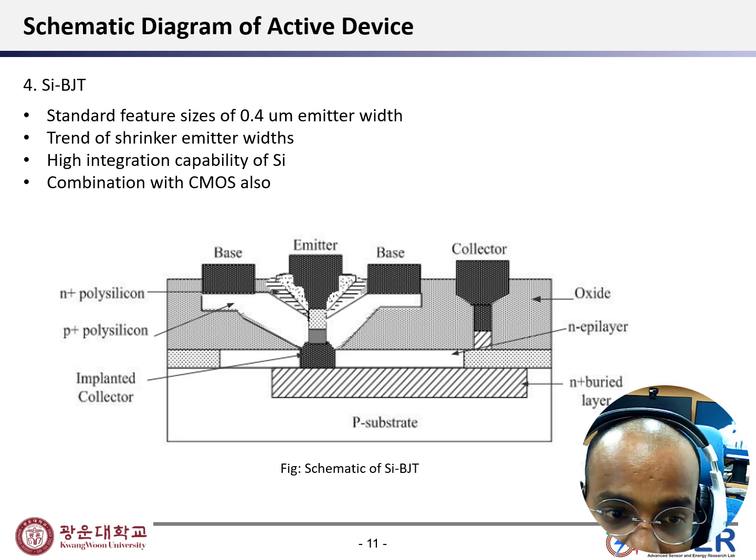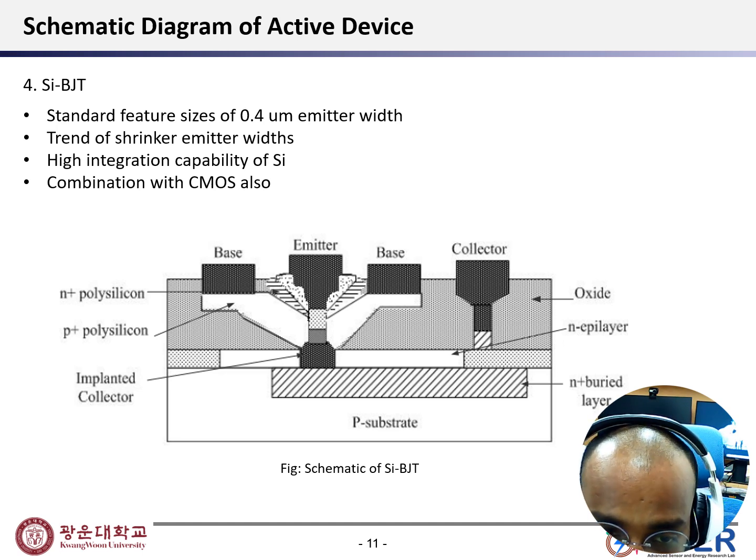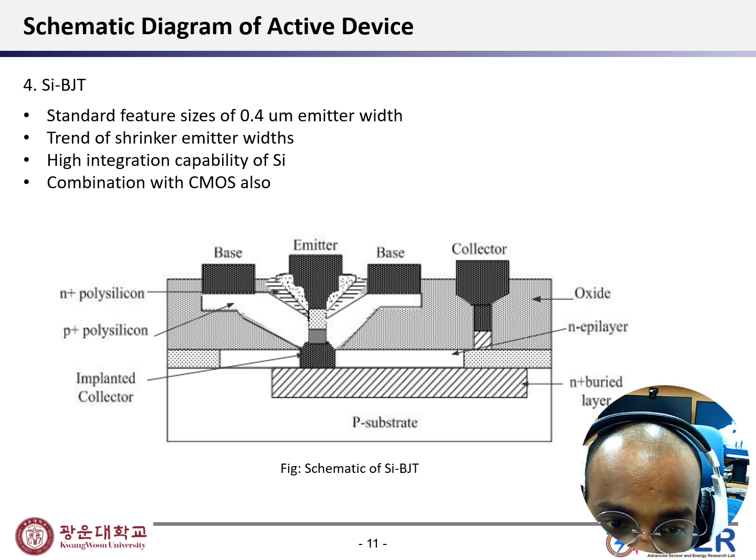Now talking about another type of active device, this is the silicon bipolar junction transistor. While talking about the transistor, here we can see that there are two base and one emitter and one collector, on a silicon substrate. This is the schematic diagram of the silicon bipolar junction transistor.